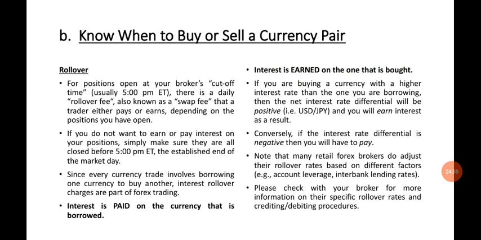Now rollover. For positions open at your broker's cut-off time, which is usually 5 p.m. Eastern time, you have to know your GMT, your EST, and your BST, all your normal times. Again, for positions open at your broker's cut-off time, usually 5 p.m. ET, there is a daily rollover fee, also known as a swap fee, that a trader either pays or earns depending on the positions you have open. Now, ET means Eastern Time. If you do not want to earn or pay interest on your positions, simply make sure they are all closed before 5 p.m. ET, the established end of the market day.